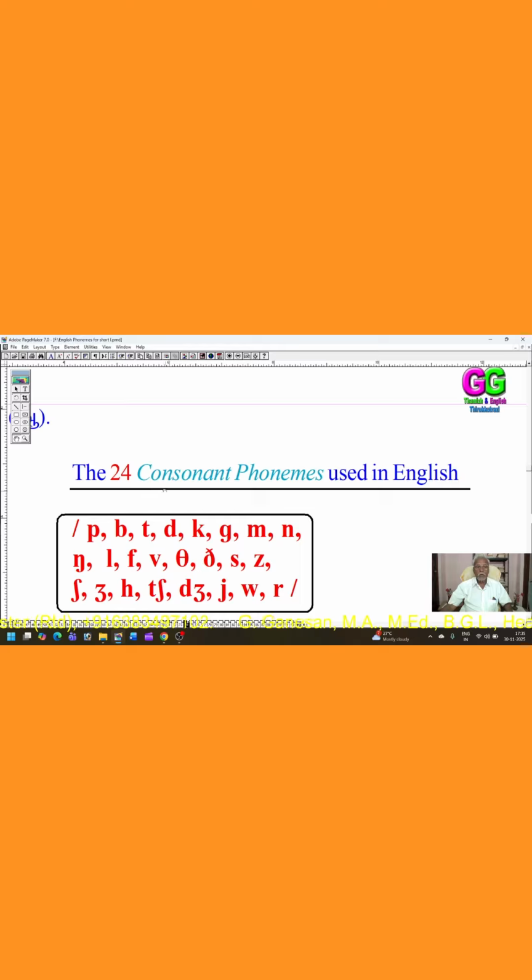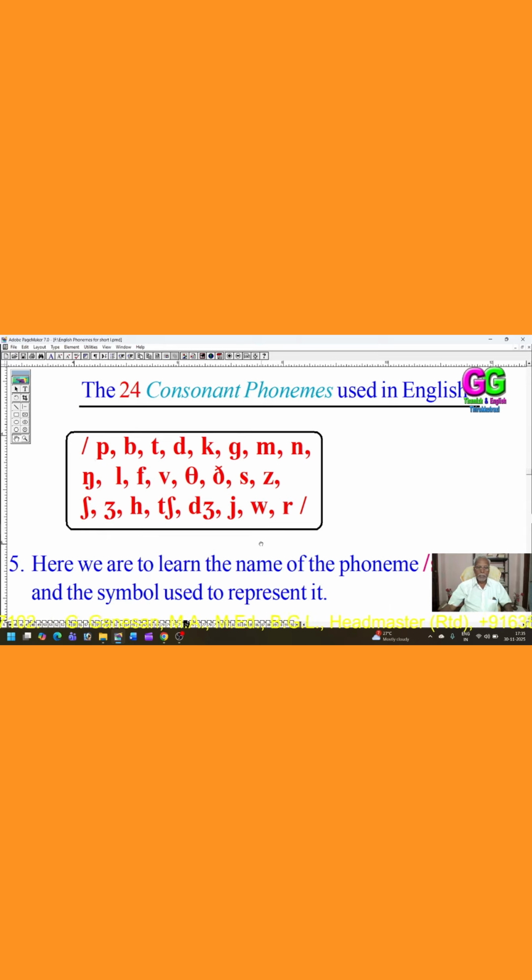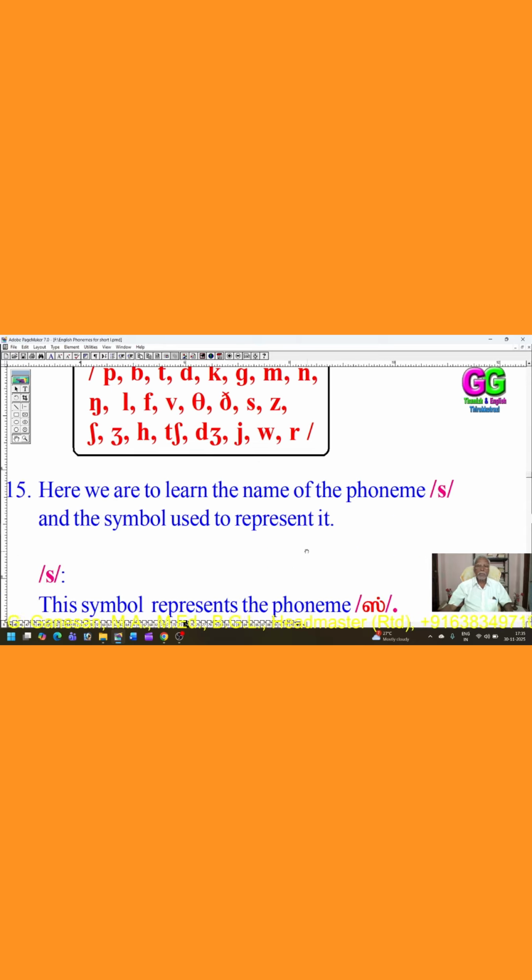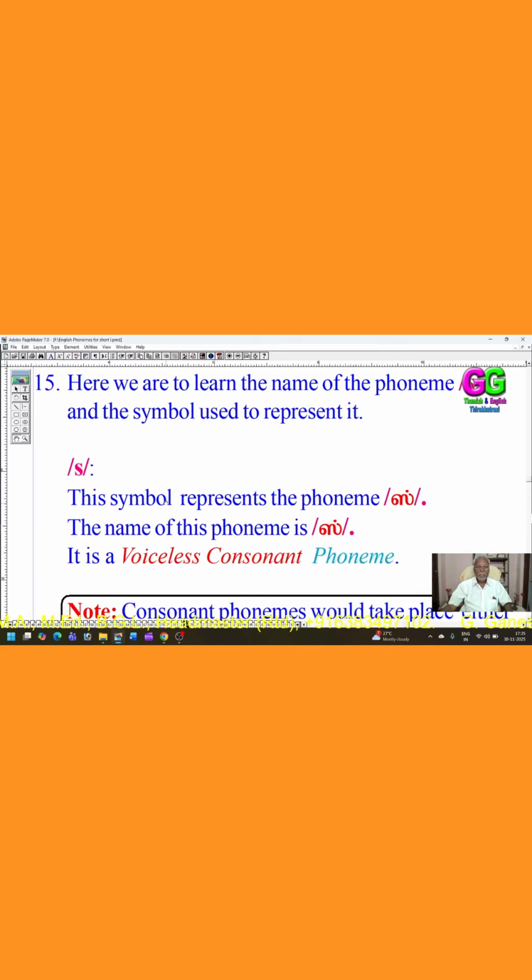The 24 consonant phonemes used in English, from /f/ to /r/. Here we are to learn the name of the phoneme /s/ and the symbol used to represent it. This symbol represents the phoneme /s/. The name of this phoneme is /s/. It is a voiceless consonant phoneme.